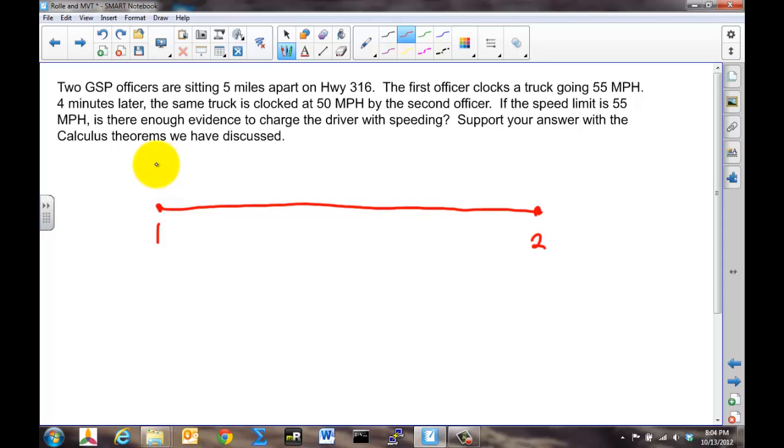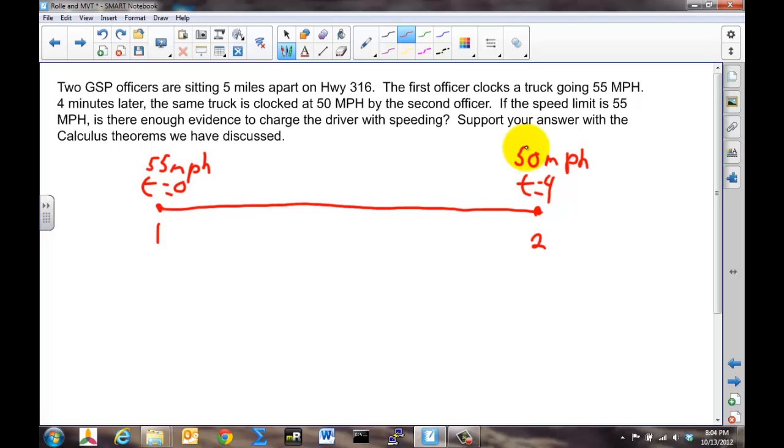So a truck goes by here, and the officer looks at his watch and sees what time it is, and the guy's going 55 miles an hour. So he can't give him a ticket. Let's say that's at t equals 0. Well, he radios down to his partner. 4 minutes later, the partner sees the same exact truck. He clocks him doing 50 miles an hour. Well, his radar won't let him give him a ticket either.